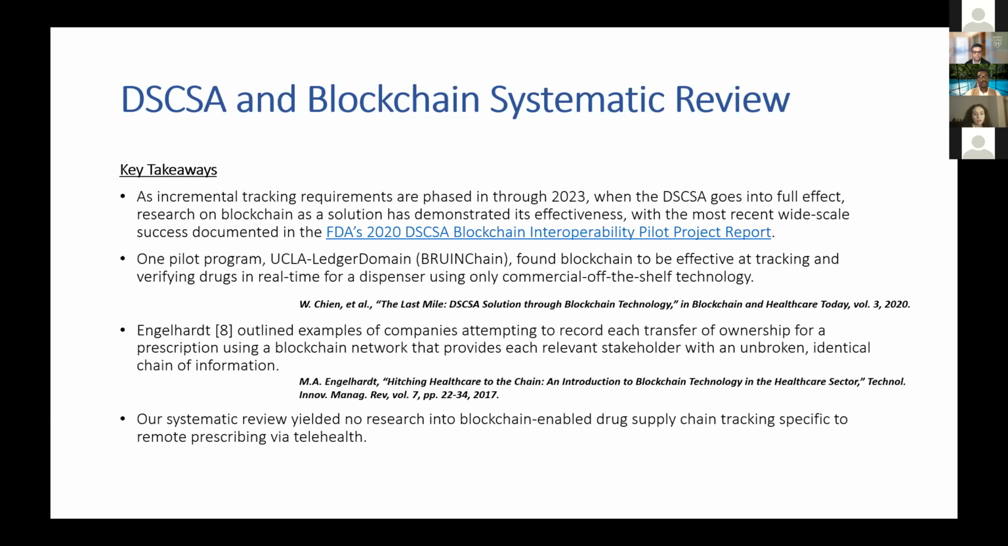And then there was another verifiable resource, a great review on blockchain technology in the general healthcare sector in the United States. It outlined examples of companies attempting to record transfer of ownership for prescriptions, and found that if implemented correctly, blockchain could be a feasible solution. Next slide.